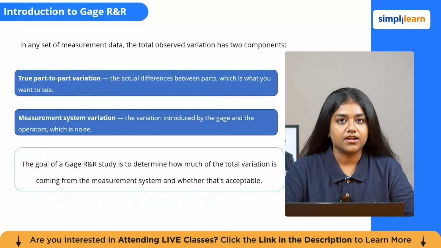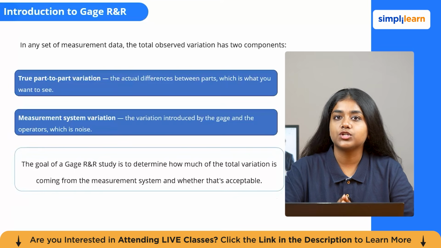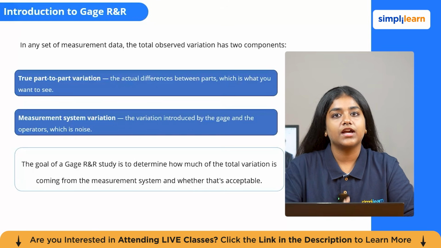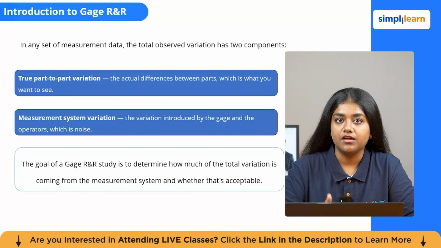The goal of a Gage R&R study is to determine how much of the total variation is coming from the measurement system and whether that's acceptable. So together, they make up the total Gage R&R, which is compared to the total process variation or the tolerance to determine whether the measurement system is capable.